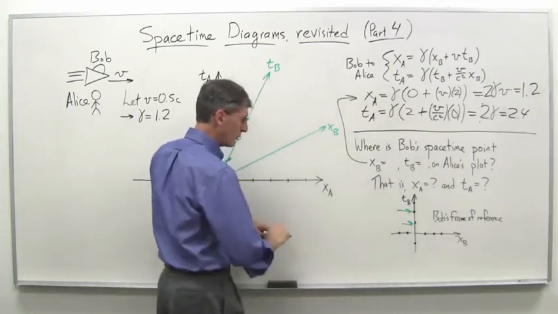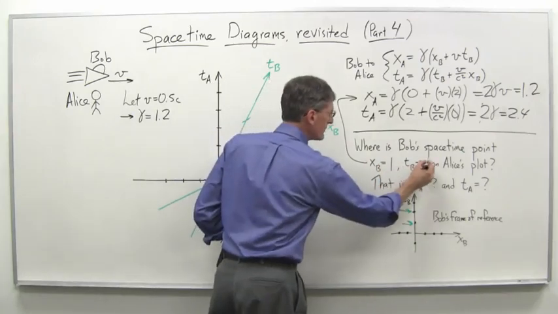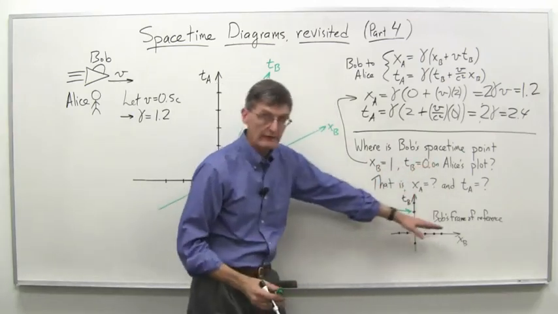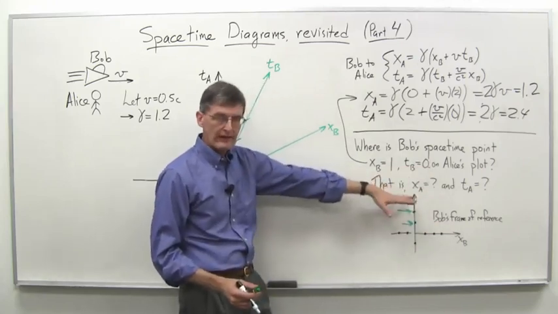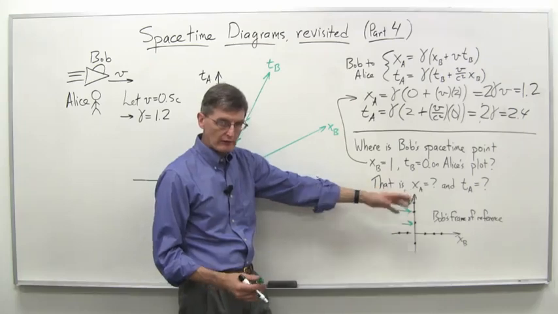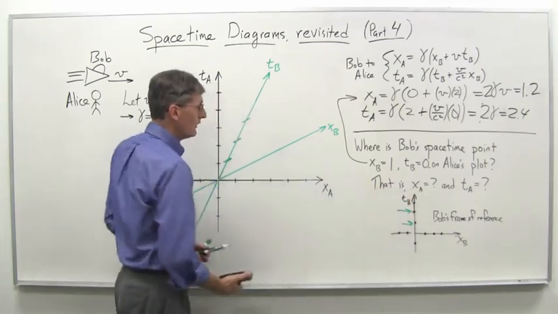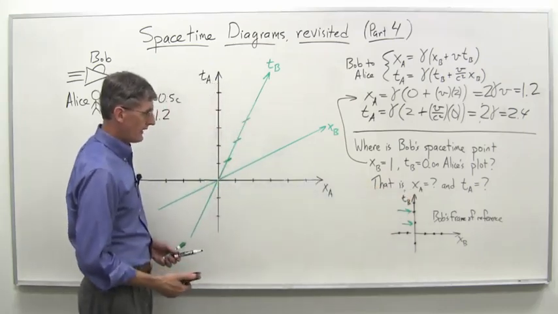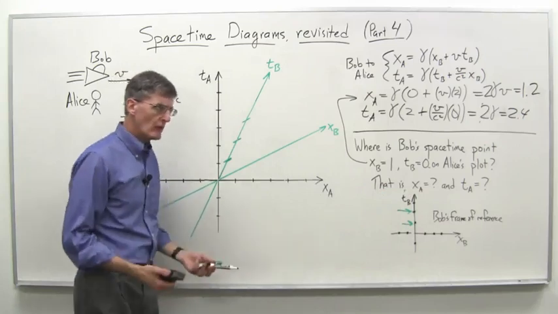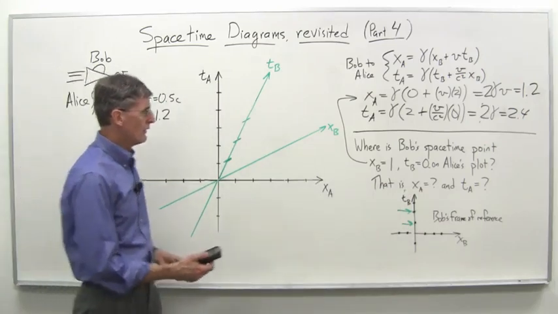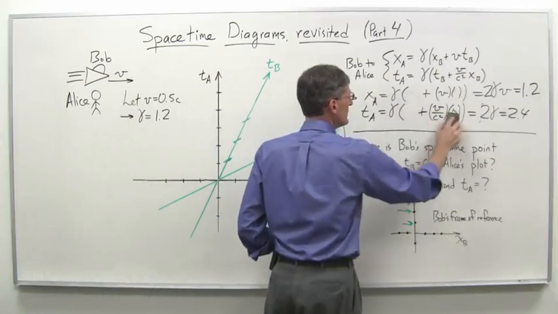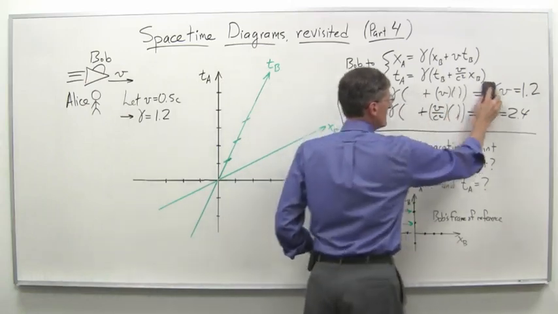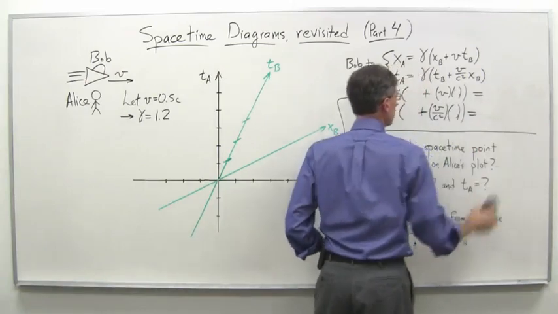So now we're looking at the point x sub b equals 1, t sub b equals 0. Okay, because now we're on the x sub b axis here. So x sub b equals 1, t sub b equals 0. What are the x sub a and t sub a coordinates on Alice's plot for that? And so again, we have a situation where we just plug in the numbers. These are the things that are going to be changing here, and we'll see what we get.